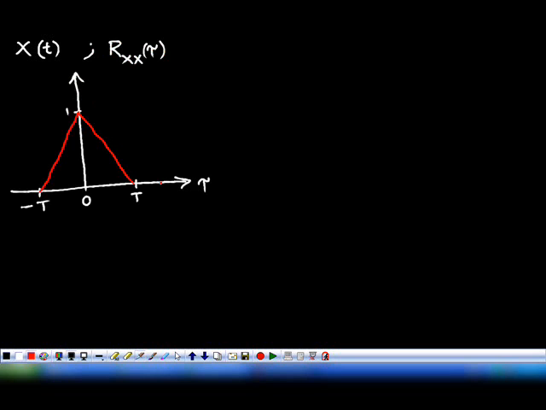The autocorrelation function of the random process x of t is given by Rxx of tau. Find the power spectral density. So this is the Rxx of tau. Evaluate the power spectral density. Find this. And one more problem.